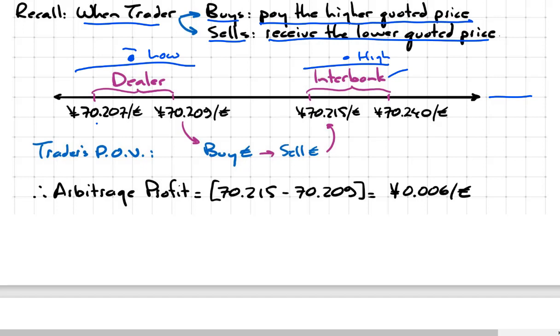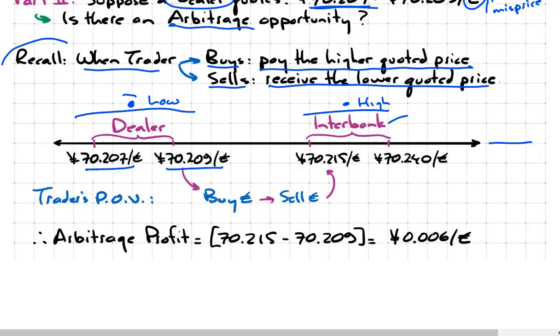So when you go to buy from the dealer, he's got two quotes. Well, if you remember this rule right here, if you're going to buy from the dealer, you're going to pay the higher quoted price. And that's exactly what I've done here. So you are going to be buying at 70.209.